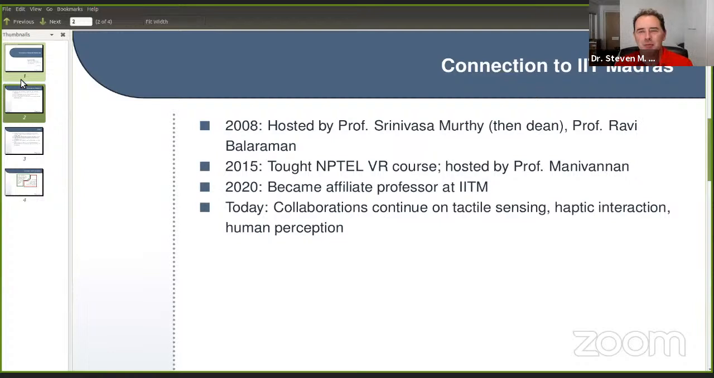And so I'm very happy to see that my course materials there are still used quite a bit. I continue to do collaborations with IIT Madras and became an affiliate professor in 2020. And our collaborations continue today on things such as tactile sensing, haptic interaction, human perception, and such things in the context of virtual reality, mainly with Professor Mani Vannan.